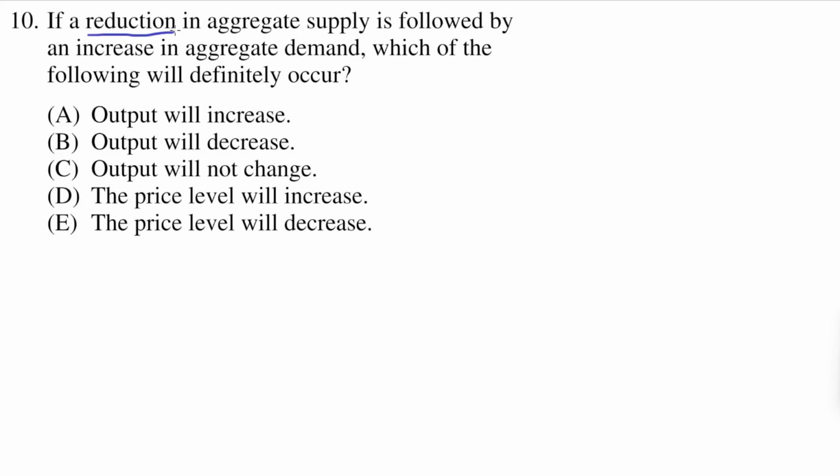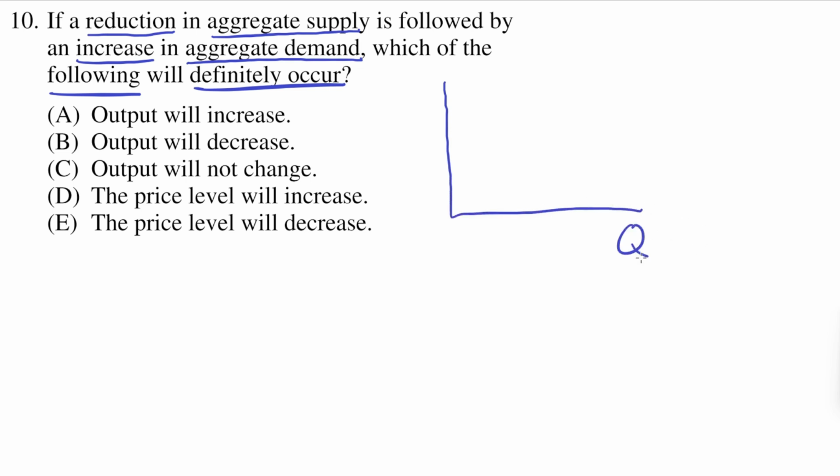If a reduction in aggregate supply is followed by an increase in aggregate demand, which of the following will definitely occur? So let's draw out a supply and demand curve. We'll have quantity on the x-axis and price on the y-axis. Then we'll have our supply and demand curves. So we'll have our aggregate supply and our aggregate demand. Aggregate supply is always upward sloping, aggregate demand is always downward sloping.